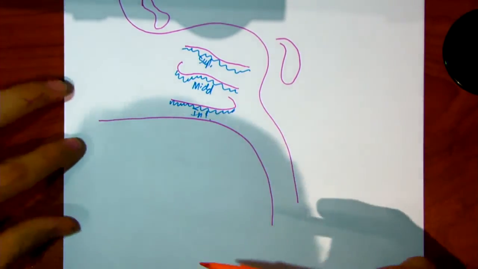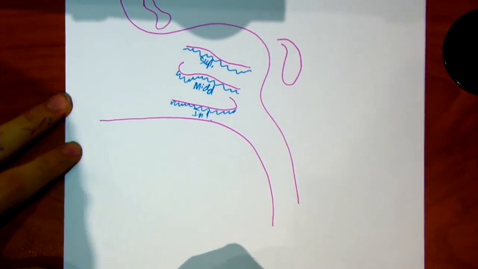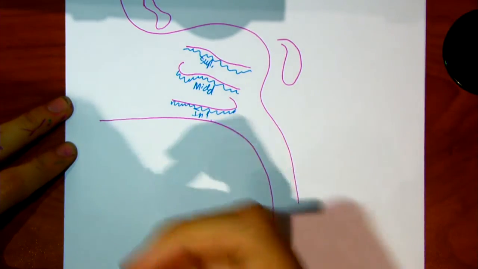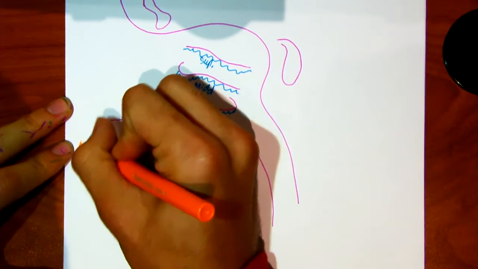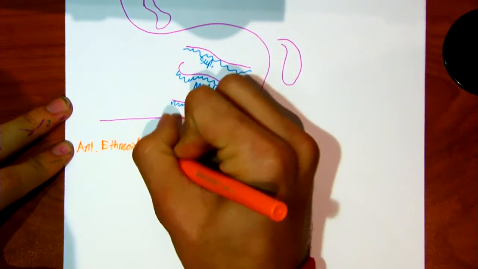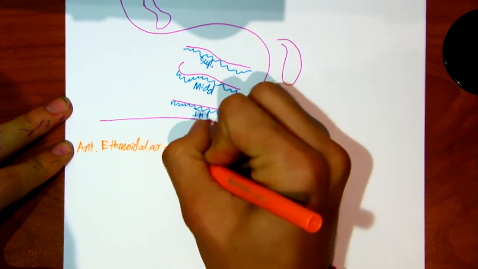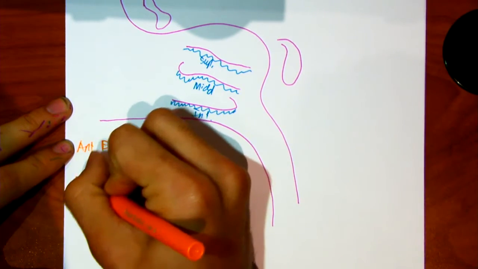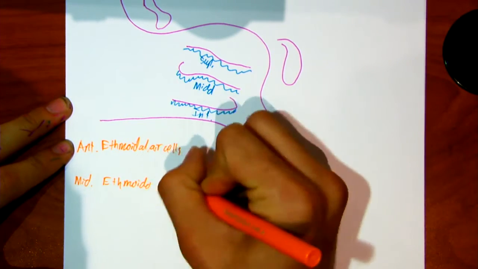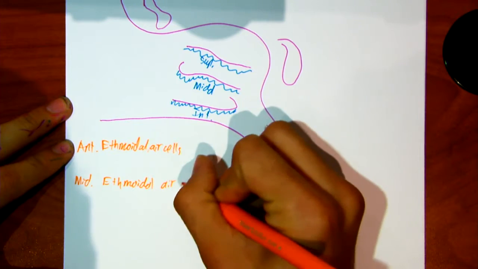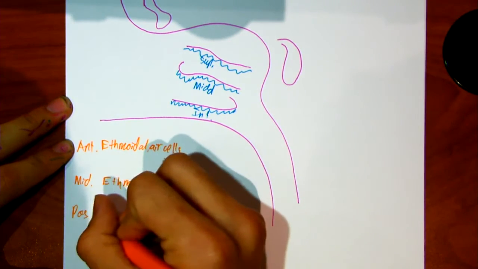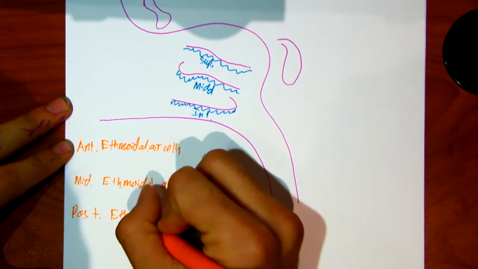While we draw this, I'm going to be writing down here the various sinuses we have to worry about the drainages of. The ethmoidal air cells: we have 3. We have our anterior ethmoidal air cells, our middle ethmoidal air cells, along with our posterior ethmoidal air cells.